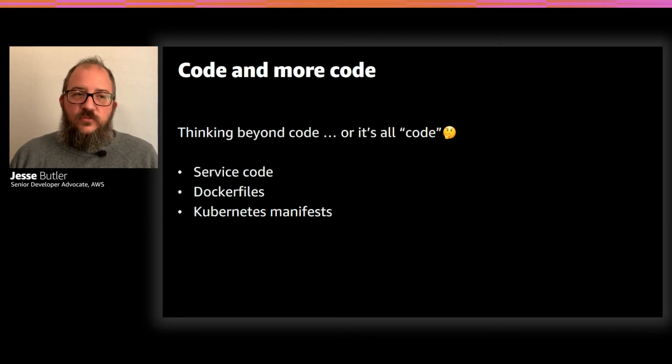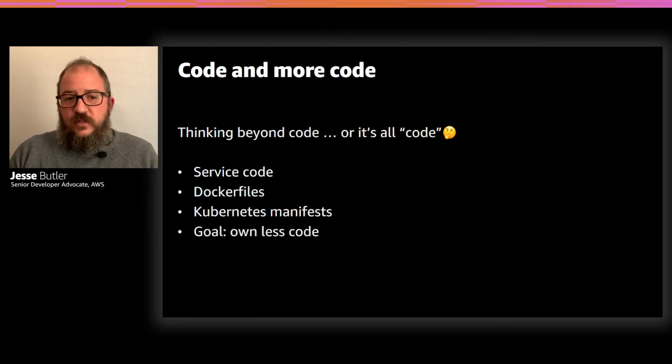You see a lot of threads on Twitter that are, oh, YAML isn't code. It doesn't matter. Really, any text in a file that is going to dictate how your application behaves, you should look at it as code. And you should also have a goal of owning less code. There's a lot of stuff that can be done with software, either your software that's customer facing or software that exists to run your software. And what you really want to do is try and move beyond owning more code than you need to.